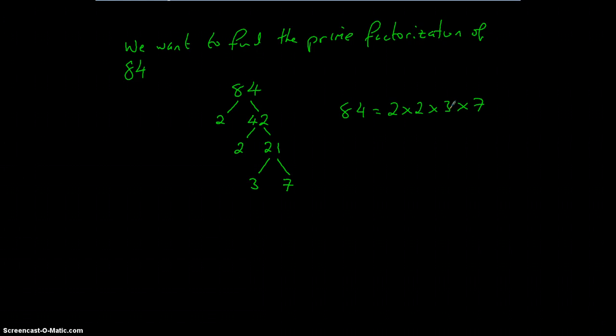So 84 can be written as the product, that's the multiplication there, the product of its primes. This could be simplified. 2 times 2 could be written as 2 squared times 3 times 7.